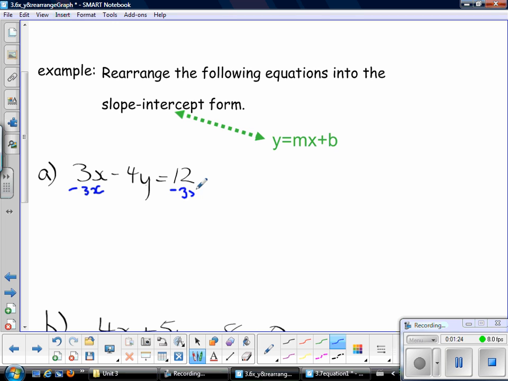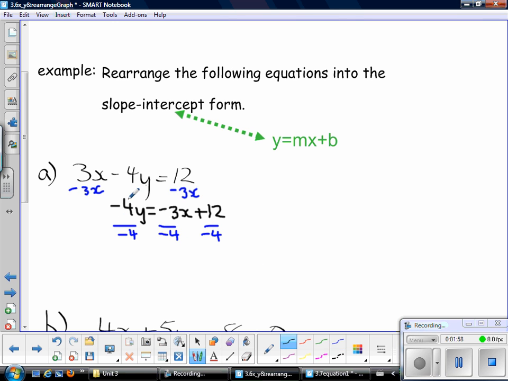So when I subtract it from both sides, what I'm left with on this side, watch your signs, is I still have a negative 4y equals, and I'm going to put the negative 3x before my positive 12. Now the next step I need to do is get rid of that negative 4. So I need to divide everything by negative 4. So every single term, I'm just going to do it like this, every single term, and you'll see in a moment why I'm doing that.